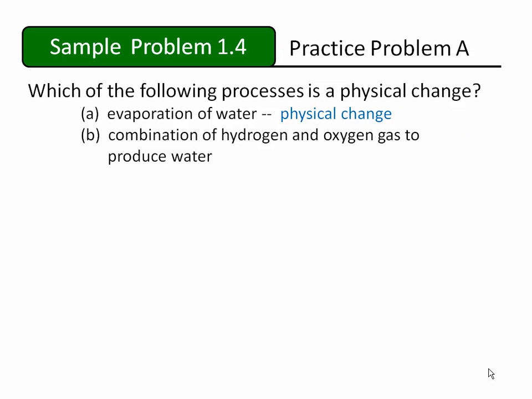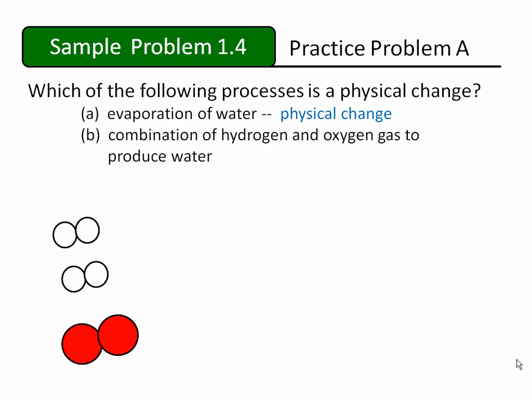In part B of this problem, we need to look at the combination of hydrogen and oxygen gas to form water. I don't expect you to know this right now, but hydrogen and oxygen gas are actually diatomic molecules. That means they exist in groups of two. We could imagine a sample of hydrogen gas like this. This would be two molecules of H2. And oxygen would look like this.